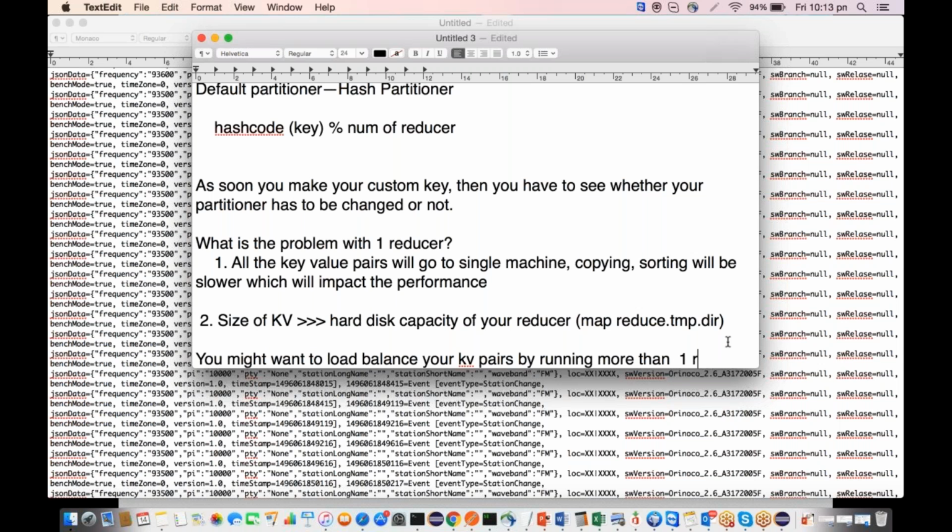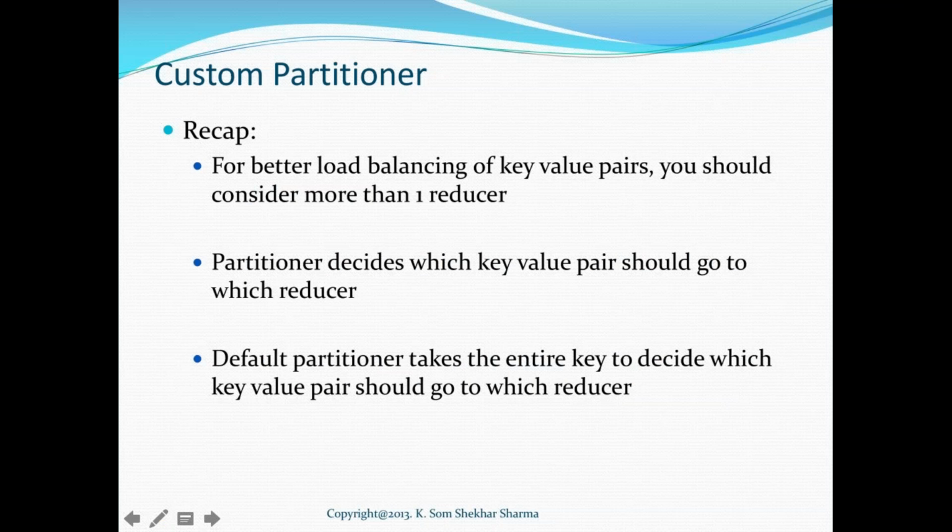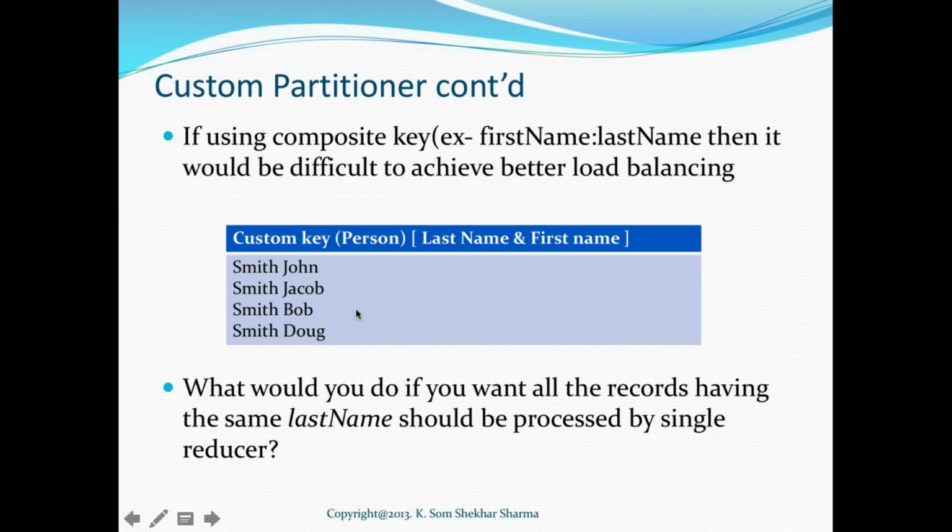more than one reducer. That's where the partitioner concept comes up, and it decides which key value pair should go to which reducer. As I've just explained, the default partitioner is known as a hash partitioner. It takes the hash code of the key, does modulo by the number of reducers, and based on the value it determines which reducer the pair goes to. We have already seen the default partitioner details.